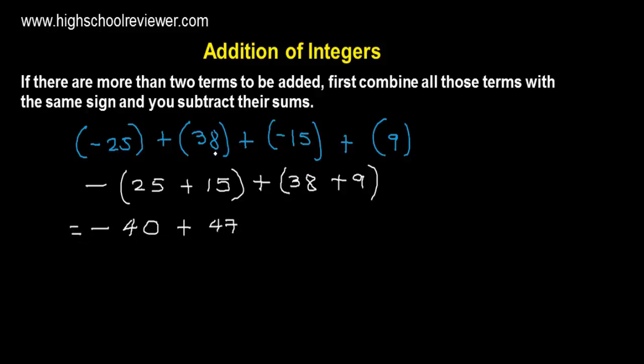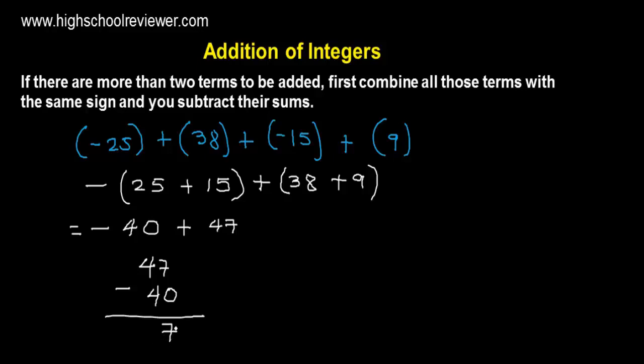And then we will subtract their sums. Since we are adding negative and positive, we will subtract. We will subtract the larger number. The larger number here is 47. We will subtract that by the smaller number, which is 40. 47 minus 40, we have here 7.